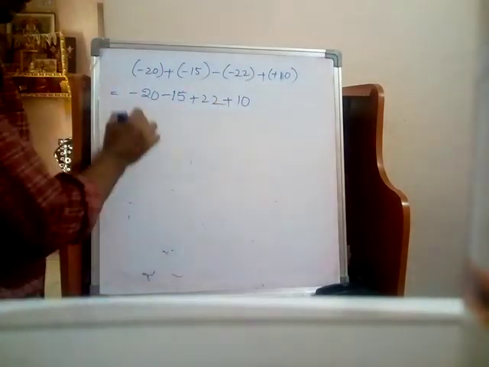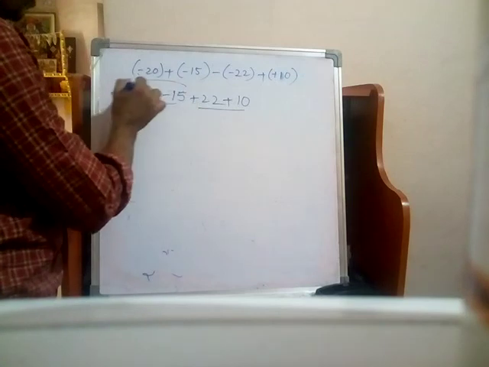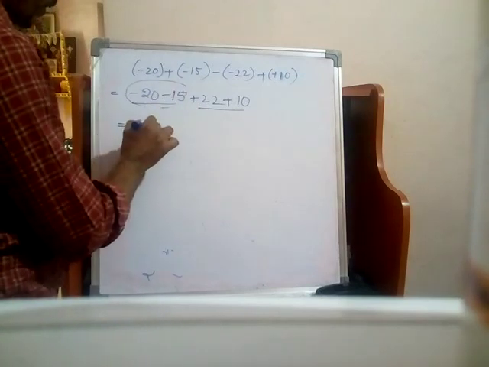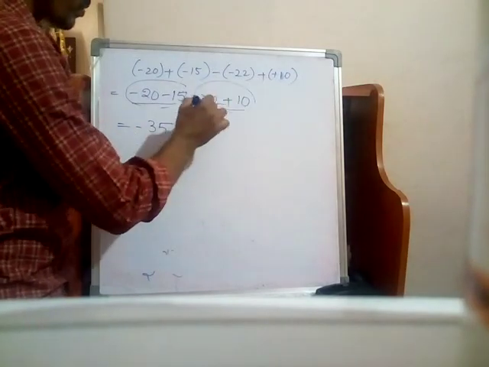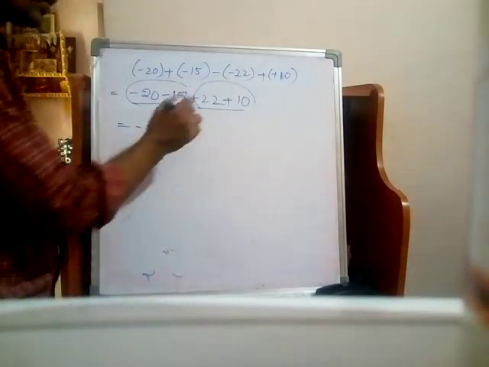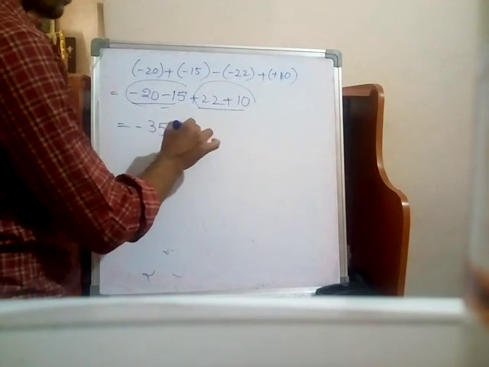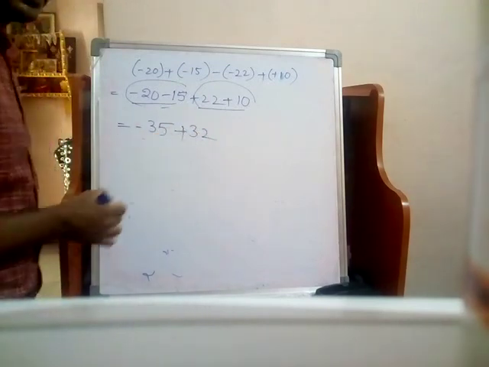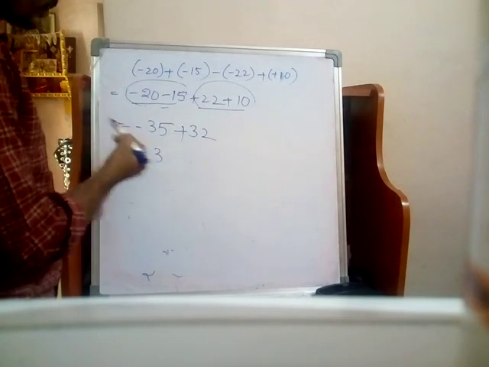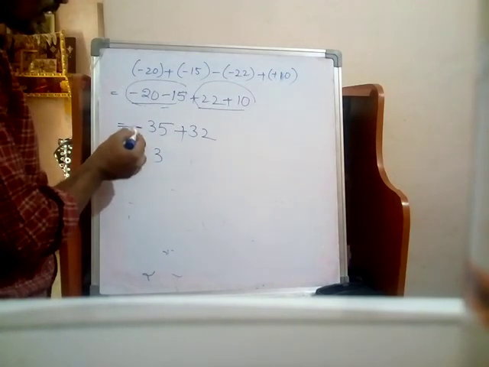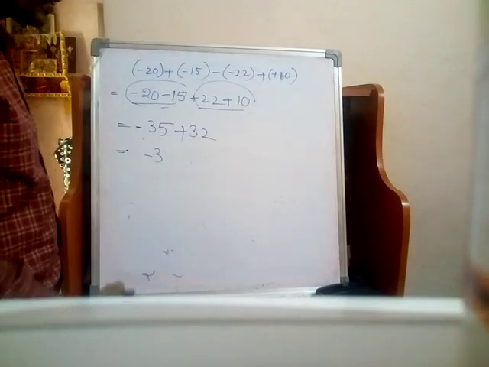Now observe here, both are negatives, and both are positives. So add negatives. How much? 35. Keep the negative sign. These two are positives, plus 22 plus 10, both positive, so add and keep plus sign, 32. One is negative, one is positive, which means we have to do subtraction. So the difference is how much? 3. The bigger number has which sign? Negative. So that's why minus 3. This answer is minus 3.